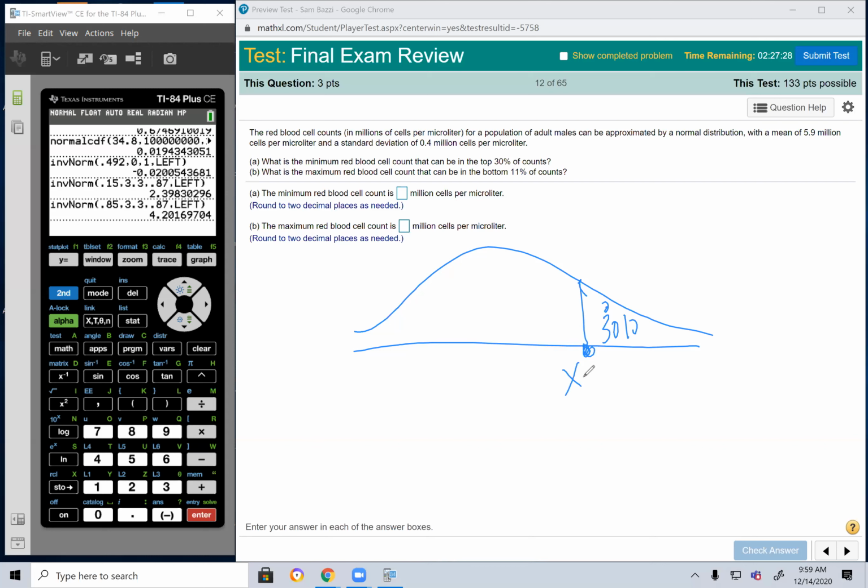So can someone tell me how we're going to find the X value? It's going to be inverse norm, what? Area to the left. What's the area to the left? 70%. Yeah. Most calculators are programmed to accept only area to the left first. Unlike mine, you can do it in all ways, but I'm not going to assume that you have this one. And probably you do because that's what I asked you to download anyway. So 0.70, 5.9, 0.4.